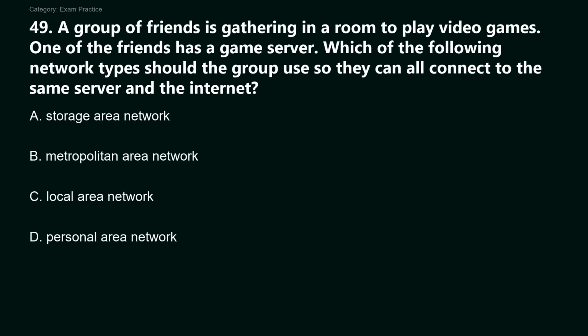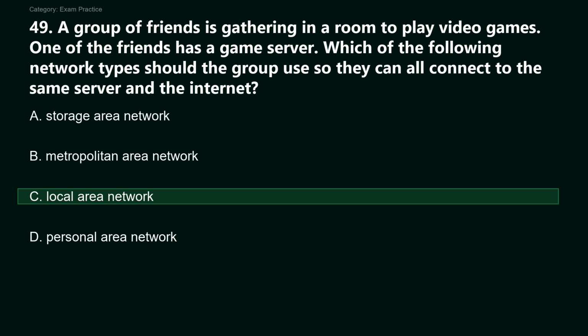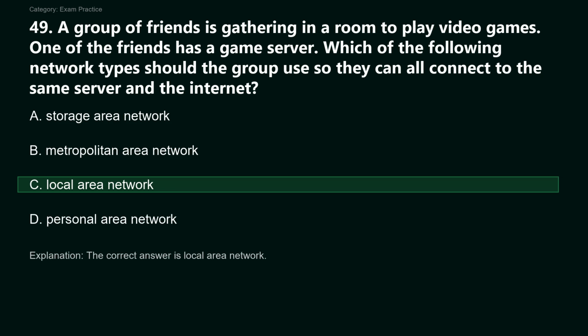Question 49. A group of friends is gathering in a room to play video games. One of the friends has a game server. Which of the following network types should the group use so they can all connect to the same server and the internet? Option A, storage area network. Option B, metropolitan area network. Option C, local area network. Option D, personal area network. The correct answer is option C, local area network.